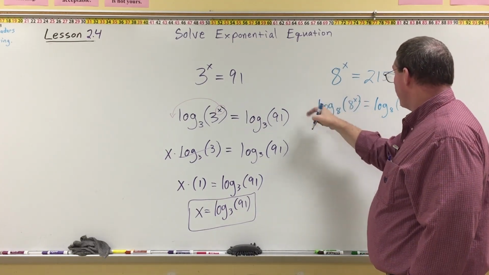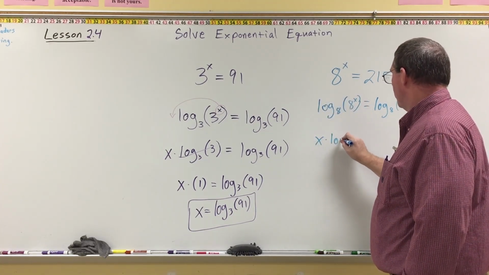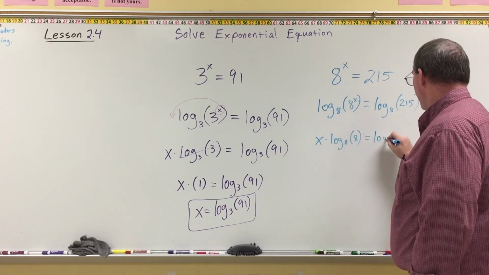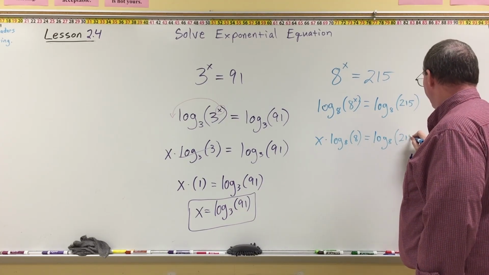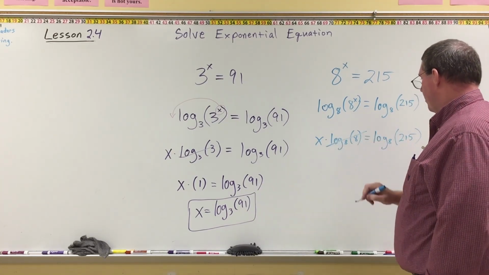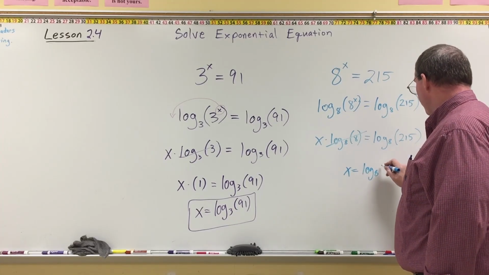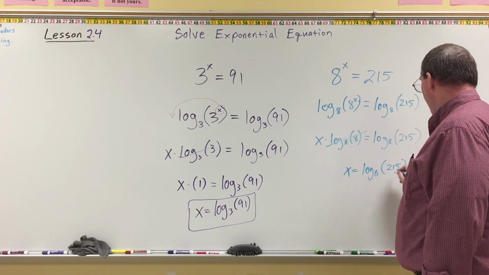Over here, we're going to move the x in front of the logarithm. X times log base 8 of 8 equals log base 8 of 215. We're going to cancel log base 8 of 8, and we have x is equal to log base 8 of 215, and that is our answer.